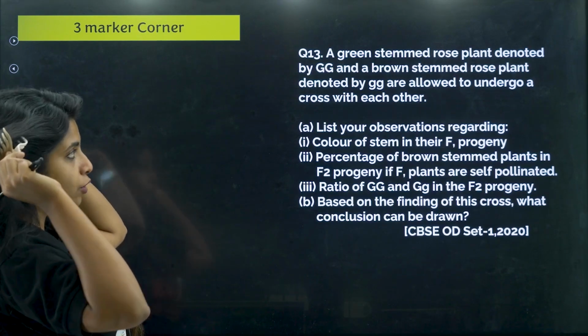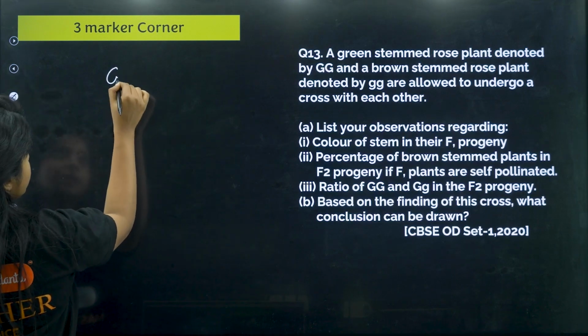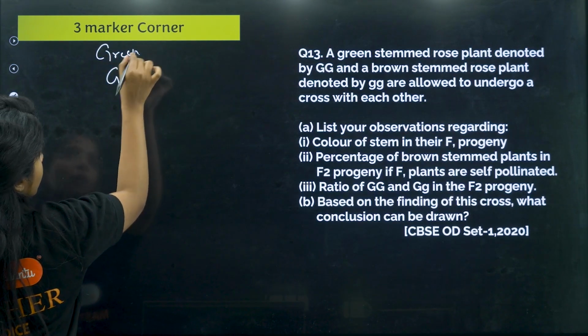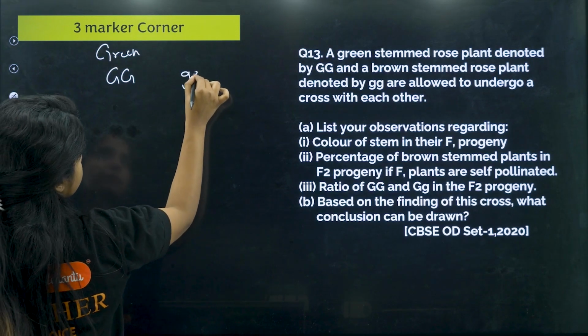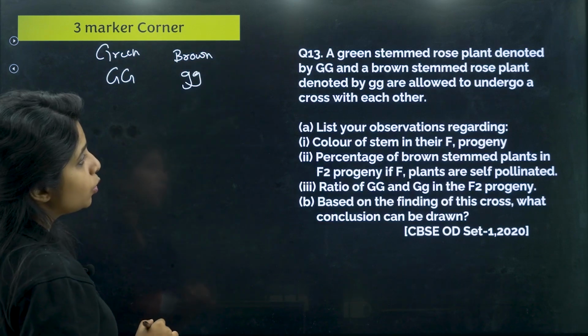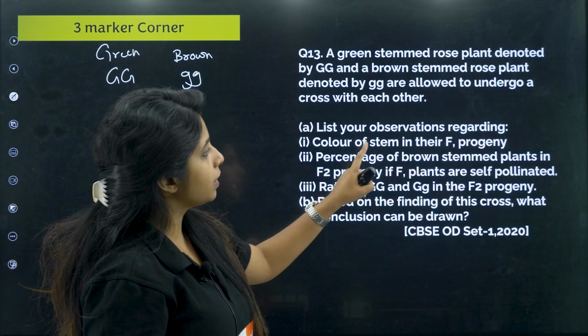This is a 3 marker question. A green stemmed rose plant denoted by GG, that means it is a dominant trait. Green color is dominant. I'm writing it now only. And a brown stemmed rose plant denoted by small g are allowed to undergo a cross with each other. List your observations regarding color of stem in the F1 progeny.